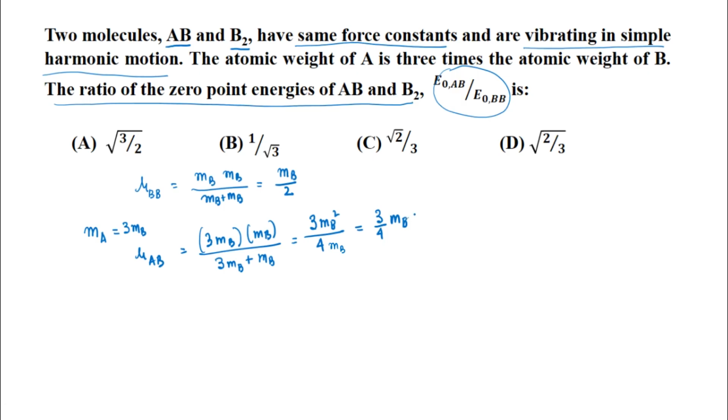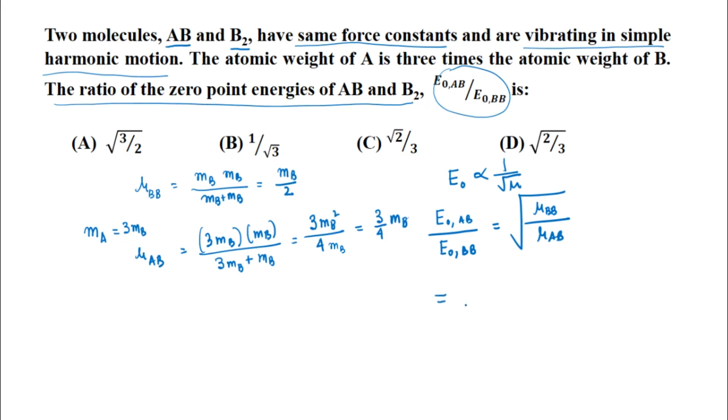So, we know that the zero point energy is inversely proportional to 1 by root over mu, and the force constant K is the same for AB and B2. So, we can write E0 of AB divided by E0 of BB. We can write this as root over mu BB divided by mu AB.